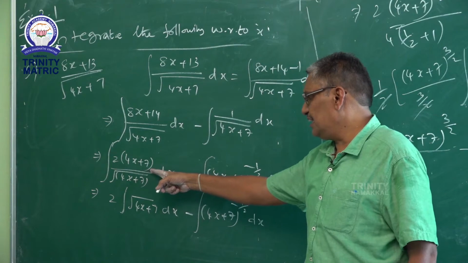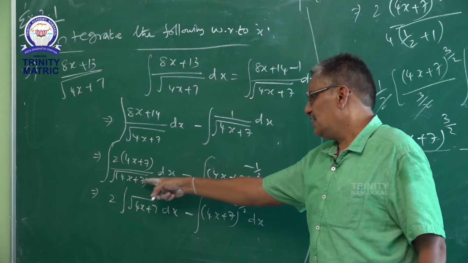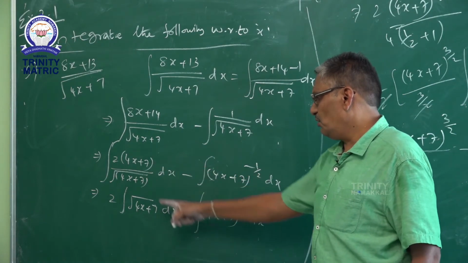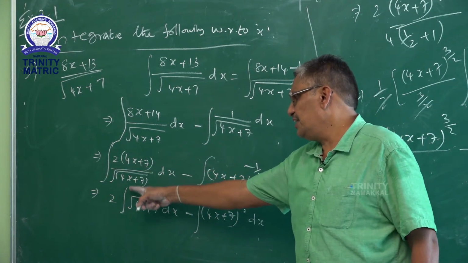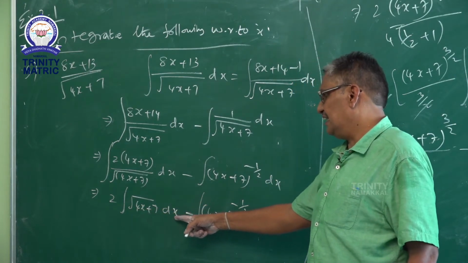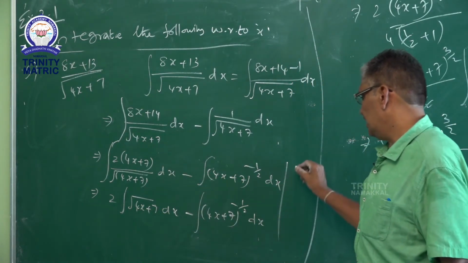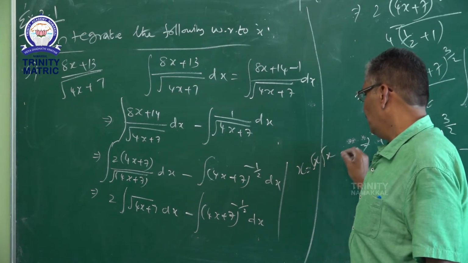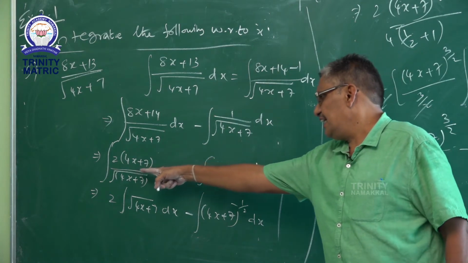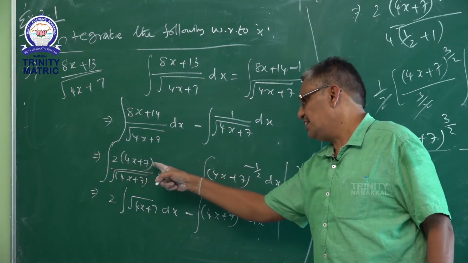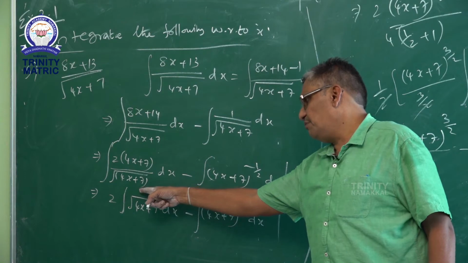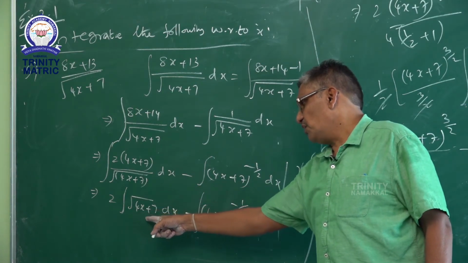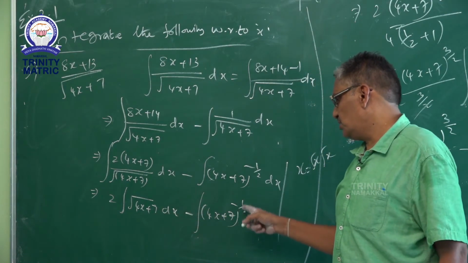So we can simplify that. Here, in the denominator, root x. So x can be written as root x into root x. So when we simplify that, we can get 2 into root 4x plus 7 dx. You should know that x can be written as root x into root x. Like that we can write 4x plus 7 as root 4x plus 7 into root 4x plus 7. Already one denominator root 4x plus 7. So when we simplify it, what we can get? Integration of root 4x plus 7 dx minus this one.